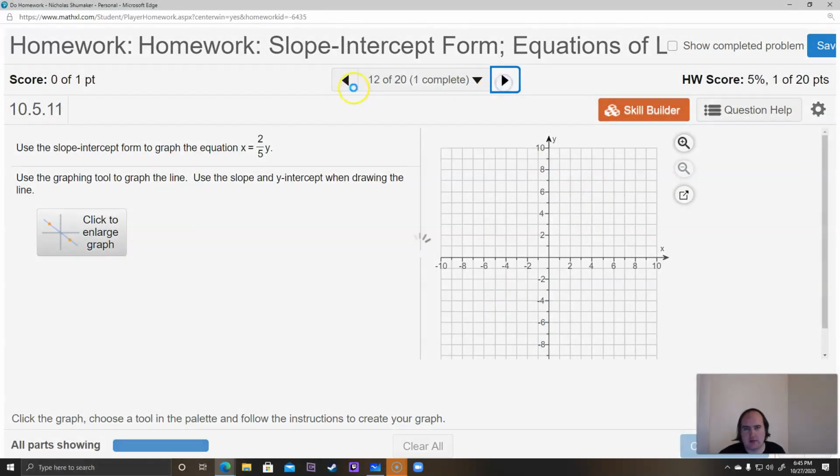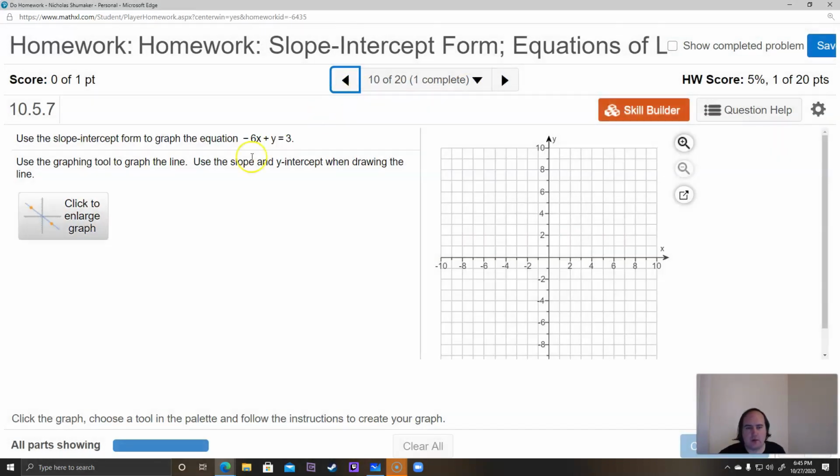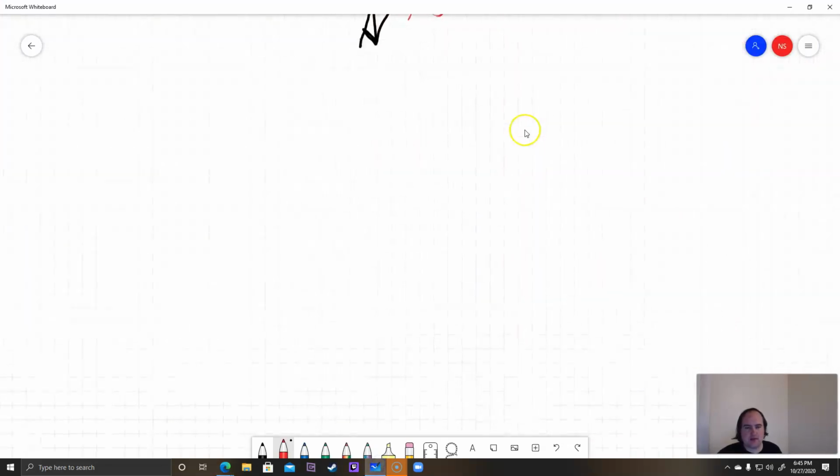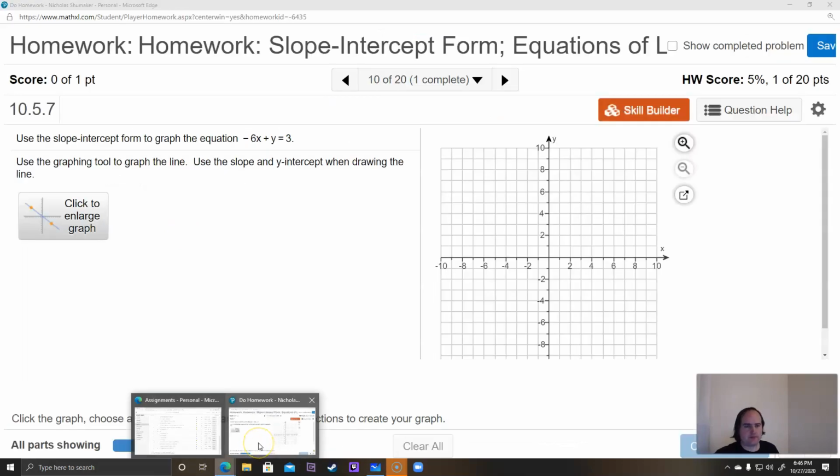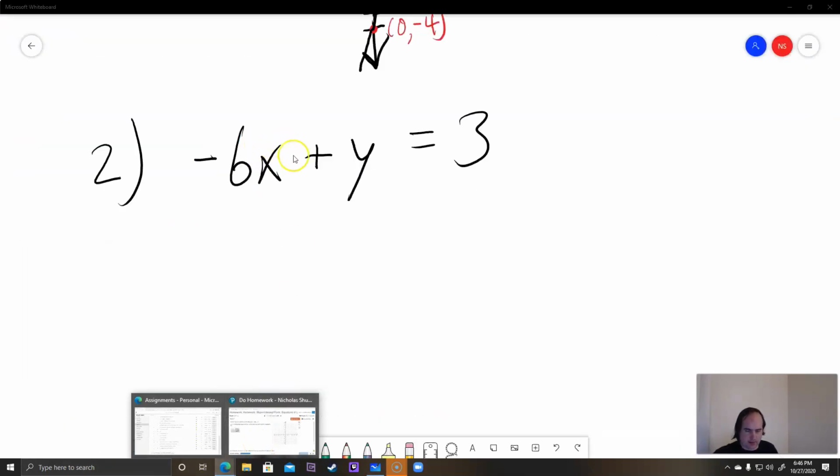to graph. And in particular, I wanted to do one where it isn't already solved for y. So we're going to actually be doing number 10 here. So here our equation is negative 6x plus y equals 3. So that's going to be example number 2. Negative 6x plus y equals 3. Is that what I just said? Yeah, negative 6x plus y equals 3.